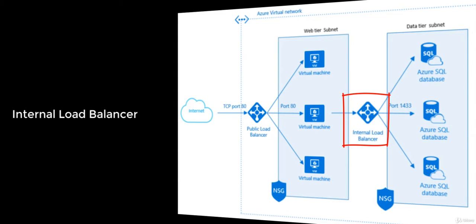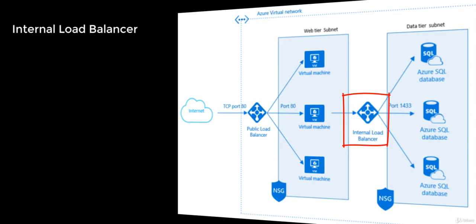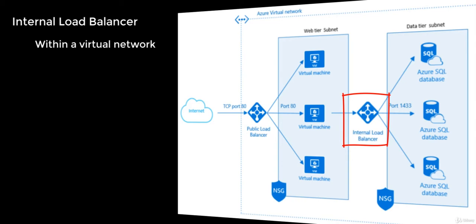If you look at the picture here, the virtual machines are communicating with the internal SQL servers with the help of a load balancer. The load balancer then distributes the traffic to the backend SQL servers on port number 1443. That means that an internal load balancer will help us achieve different kinds of load balancing. It could be load balancing from virtual machines in a virtual network to a set of virtual machines that reside within the same virtual network.